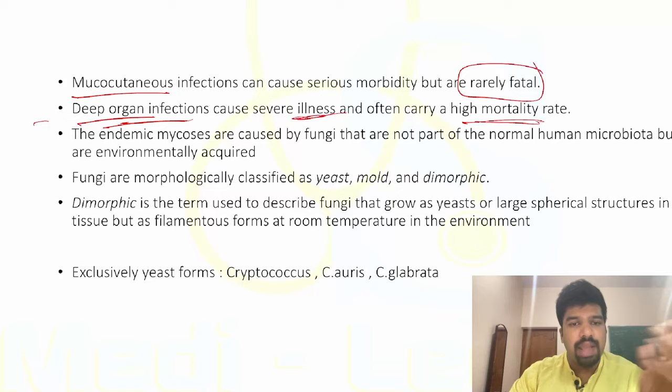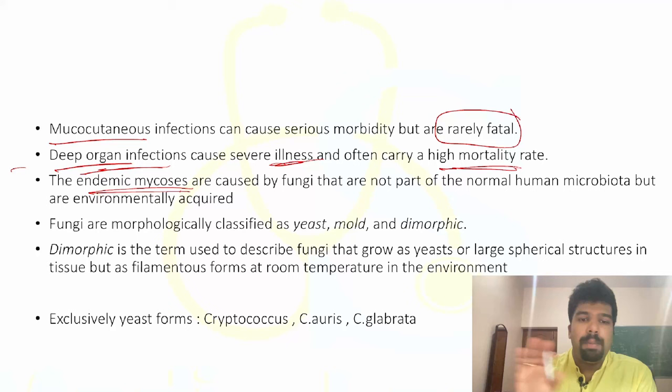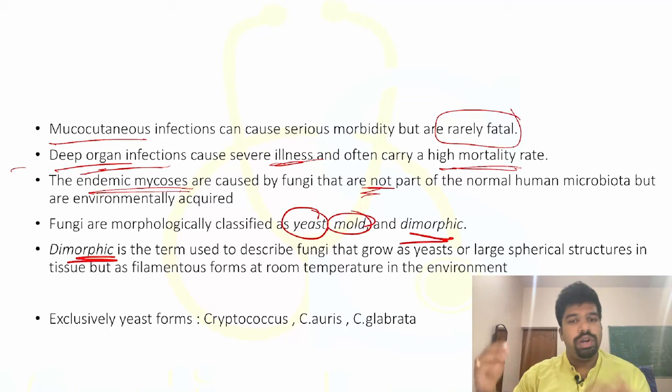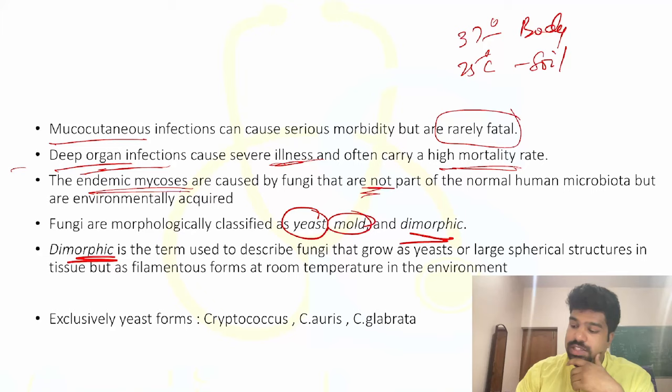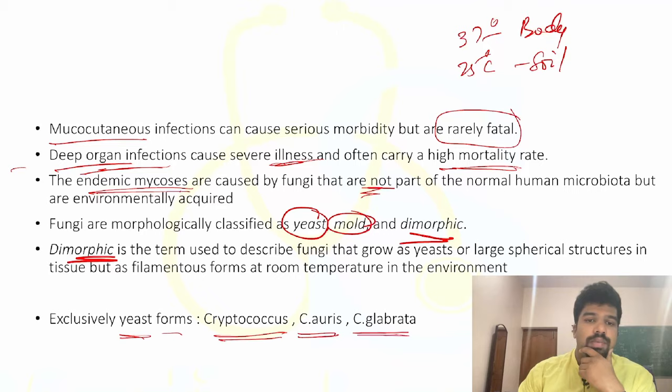Then you have endemic mycoses. Usually they're environmentally acquired, but they're not part of the human microbiota. That's very important for you to know. They're classified into yeast, mold, and dimorphic fungi. Dimorphic, as I've already told you, is 37 degrees in the body and 25 degrees in the soil, usually outside in the atmosphere. And exclusively yeast forms, as I've already told you, are Cryptococcus, Candida auris, and Candida glabrata. Exclusively yeast, they don't become pseudohyphae.